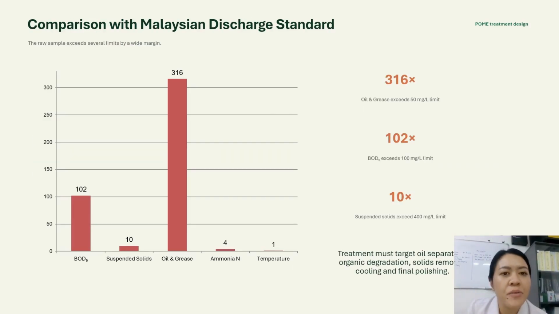Based on the comparison, the raw sample exceeds the Malaysian discharge limits by a large margin. Oil and grease exceed the limit the most, followed by BOD and suspended solids. This shows that one treatment method is not enough. The design must include physical treatment, biological treatment, solids removal, cooling, and final polishing before discharge.